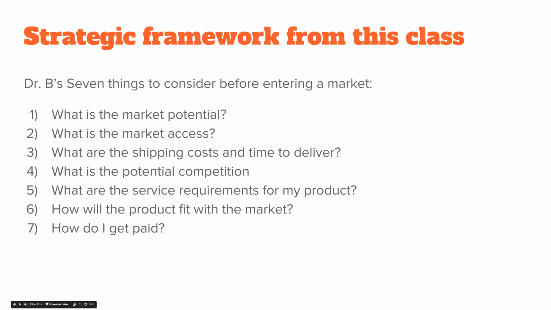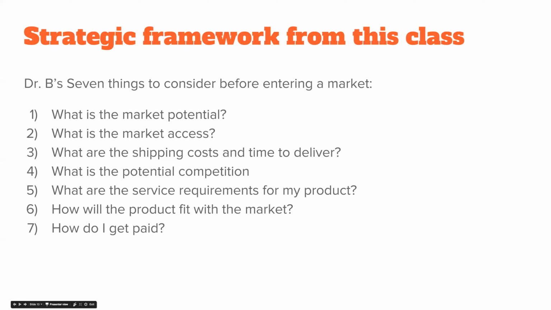One last framework that we'll take a look at is Dr. Bowen's 7 things to consider before entering a foreign market. This combined with a SWOT analysis and Porter's 5 forces, we feel can certainly help in developing a very effective strategic plan for operating within an international market. The first is, what is the market potential? Not so much in terms of population, but rather what is the level of disposable income that they have, coupled with the desire to buy your product.